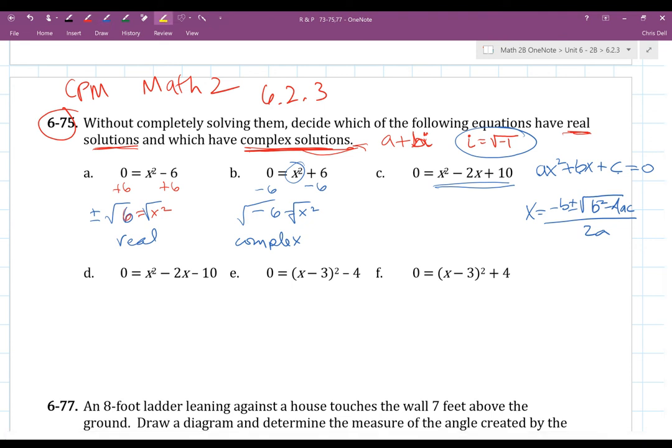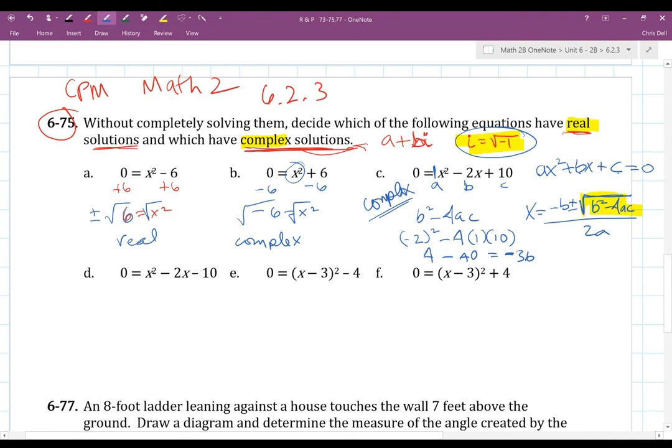So in short, all I care about to know if I'm dealing with real or complex is the square root part. If the square root part is negative, then it's going to be complex. If the square root's positive, it's going to be real. So I can look at this and see this is my a here, this is my b, and this is my c. All I need to do is the math of b squared minus 4ac. So b squared is negative 2 squared, minus 4 times the a, which has a coefficient of 1, times 10. So I have 4 minus 40, which is negative 36. Because this becomes a negative number, I'm going to have a negative inside the square root here. So it's going to be complex again. My answers are going to have an i, an imaginary number.